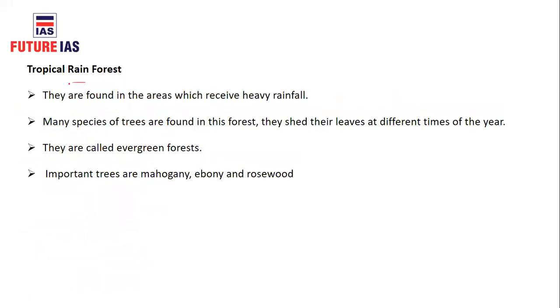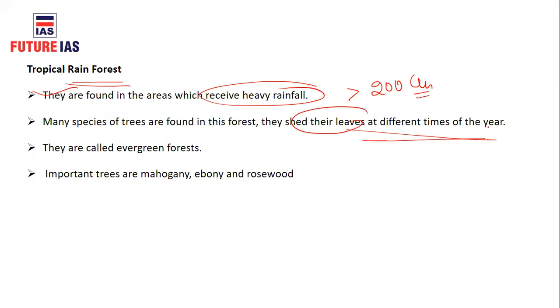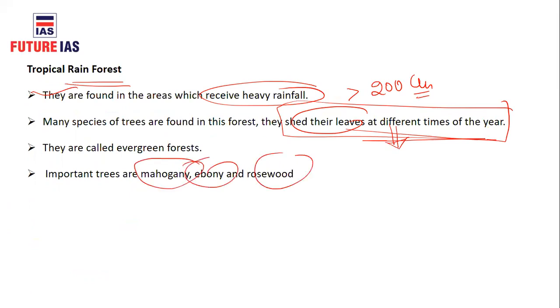Tropical rainforest, you understand, first of all, they receive very heavy rainfall, let's say more than 200 centimeters. The main species are found in this region. They shed their leaves at different times of the year. As I told you, there is no fixed period to shed the leaves, so they look evergreen throughout the year. And important trees are mahogany, ebony, and rosewood.